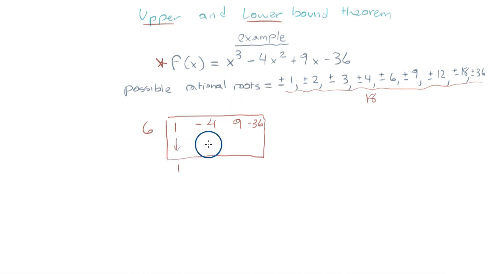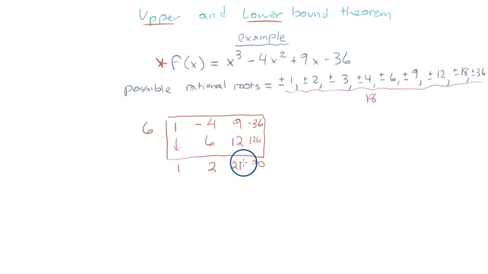6 times 1 will be 6. If we add up -4 and 6, we get 2. Multiply 6 and 2, 12. If we add here, we're going to get 21. If we multiply by 6 here, we should get 126. And when we add up -36 and 126, we get 90.